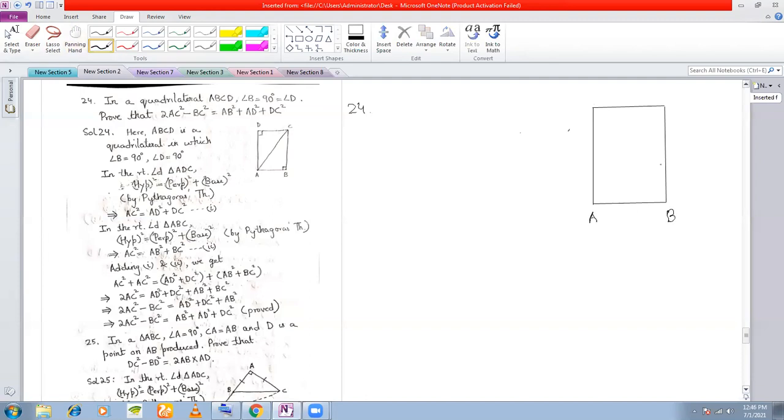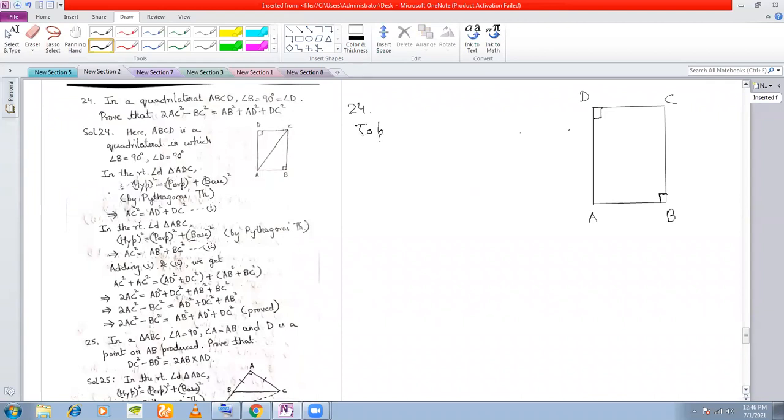ABCD should be a rectangle. They have not mentioned rectangle specifically, but it is actually a rectangle because two angles are given to be 90 degree. So which angles are given to be 90 degree? Angle B is given to be 90 degree and angle D is given to be 90 degree, right? This is the figure.